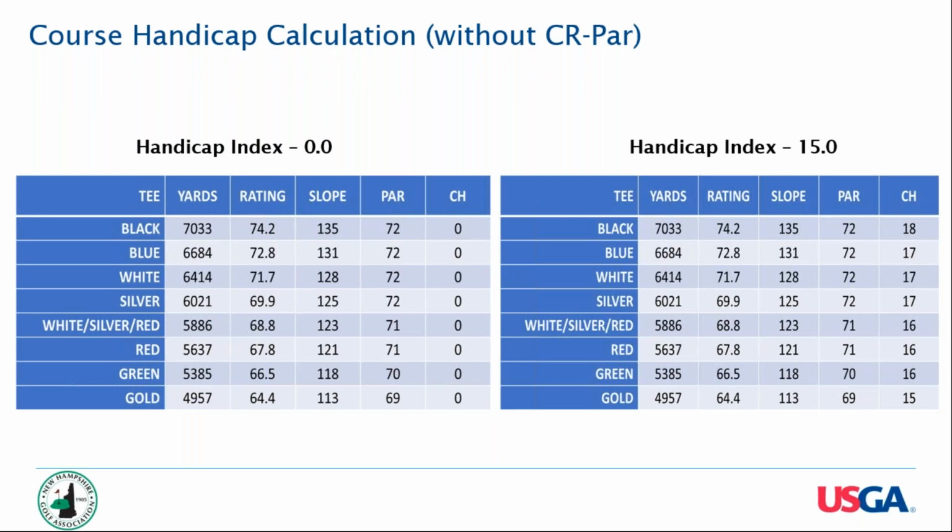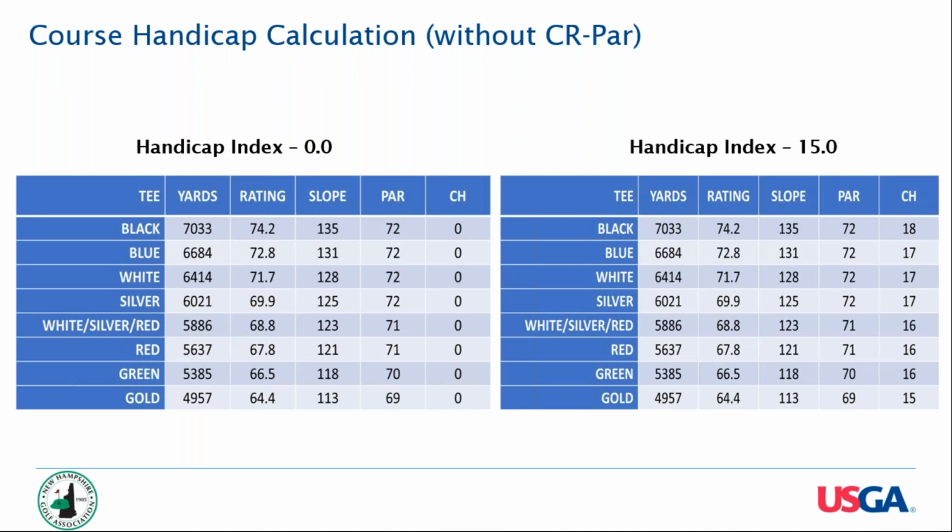And then for the 15 handicap across all the tee sets, there's really just a 3-stroke difference from the shortest tees to the longest tees. So you'll see from the gold tees, they have a 15, and from black, they have an 18. And that's with over a 2,000 yard difference.